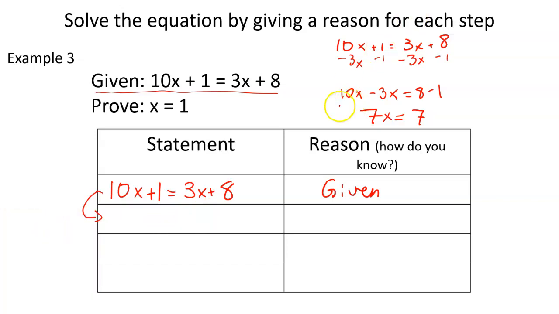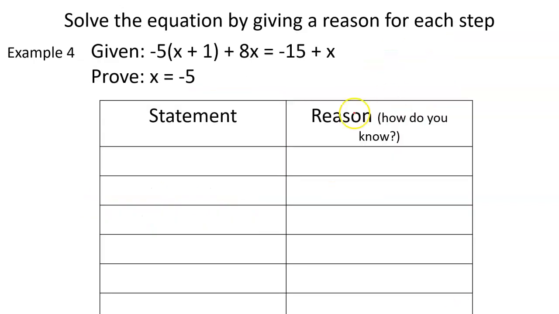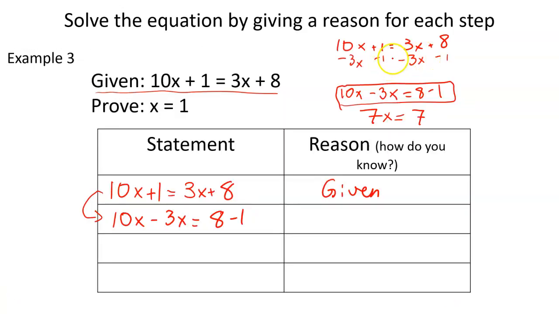I'm going to write this as the next thing. So 10x minus 3x is equal to 8 minus 1. And once again, the reason that we know this is because we subtracted on both sides. So our reason is subtraction. And I'll just write subtraction prop for that.